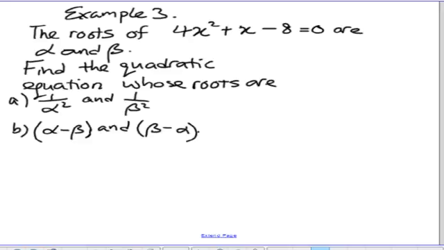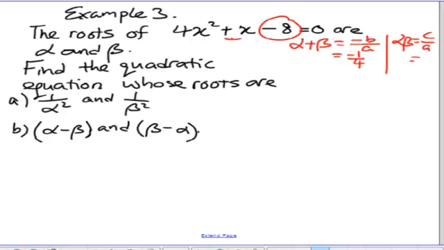Consider these equations. First of all, let's just find the sum of the roots alpha beta. So alpha plus beta, in this case, is negative b over a. So in this case, b is 1, so it's going to be negative 1 over 4. And alpha beta, that's the product. Alpha beta is c over a. In this case, c is negative 8, negative 8 over 4, which is negative 2. So this is what we get.